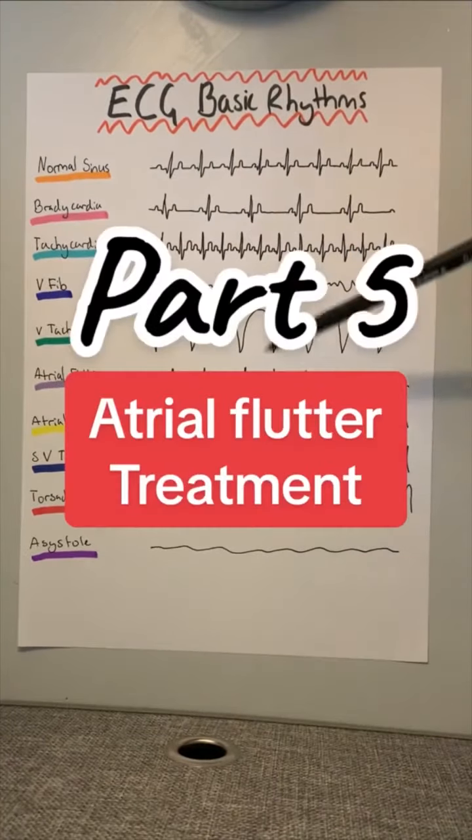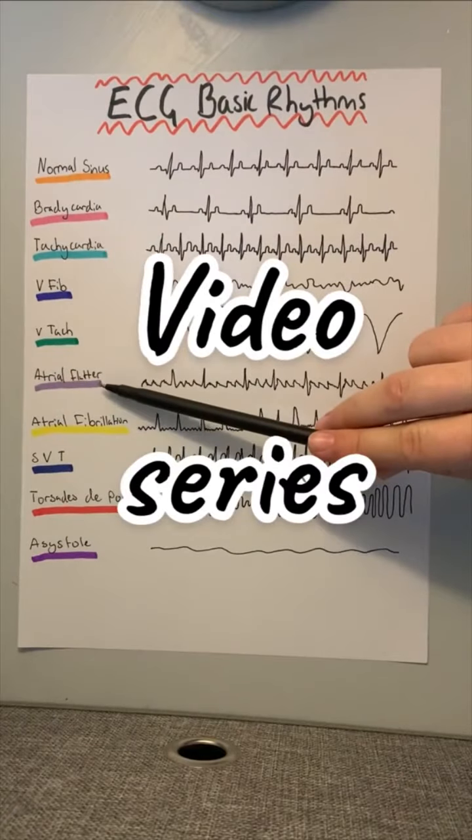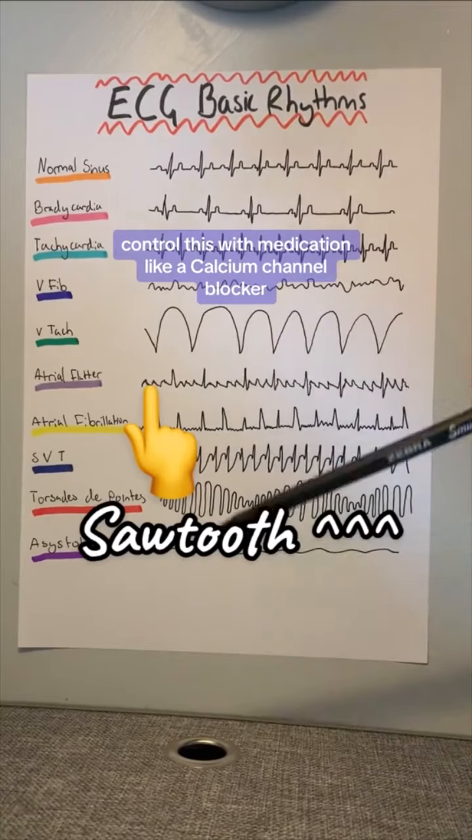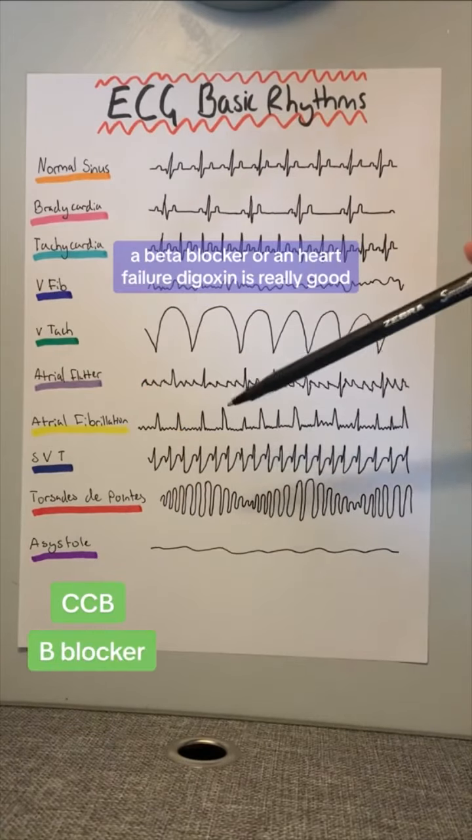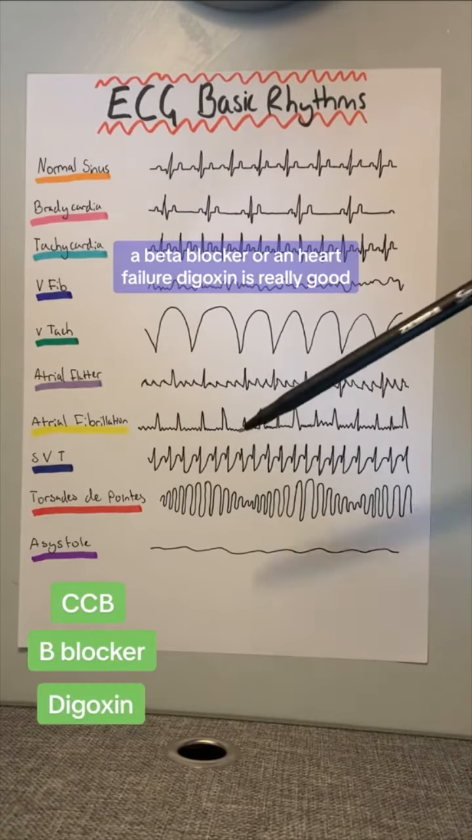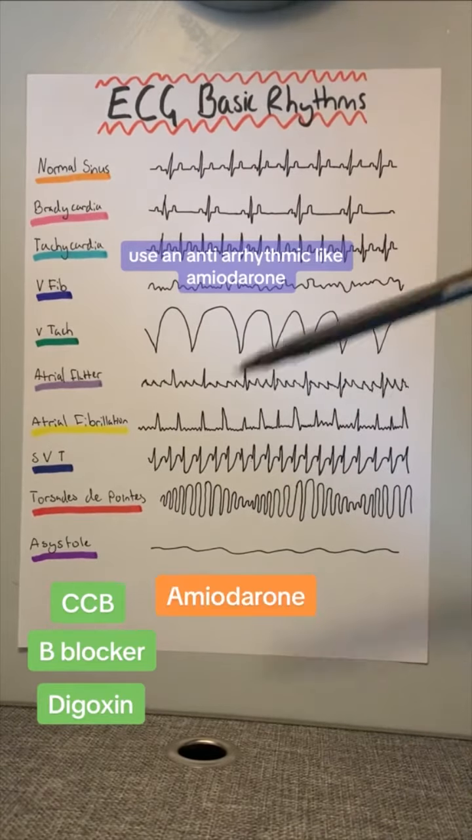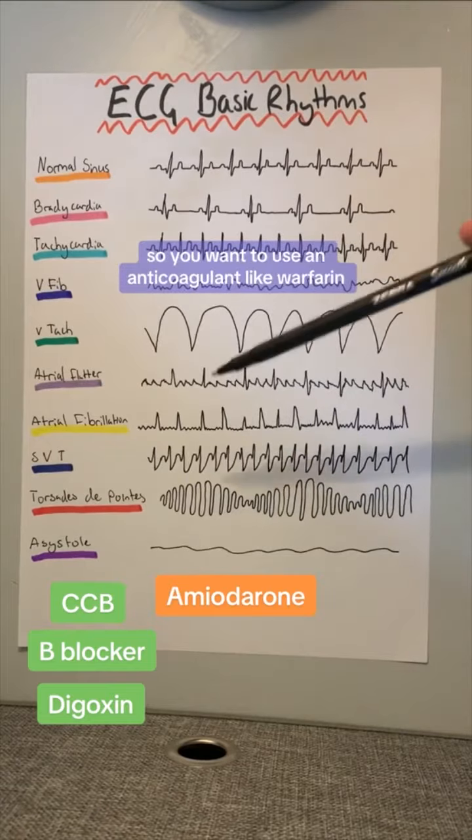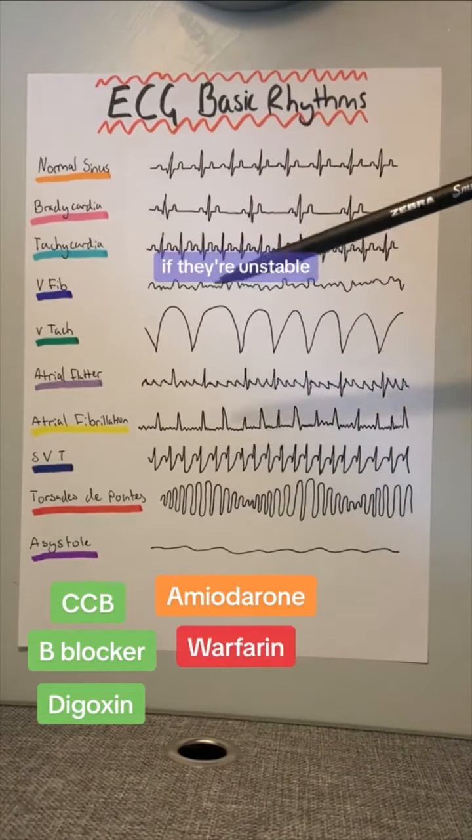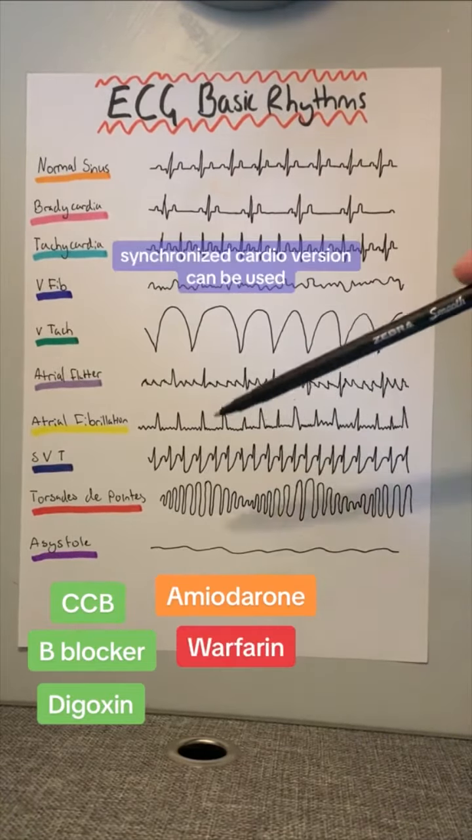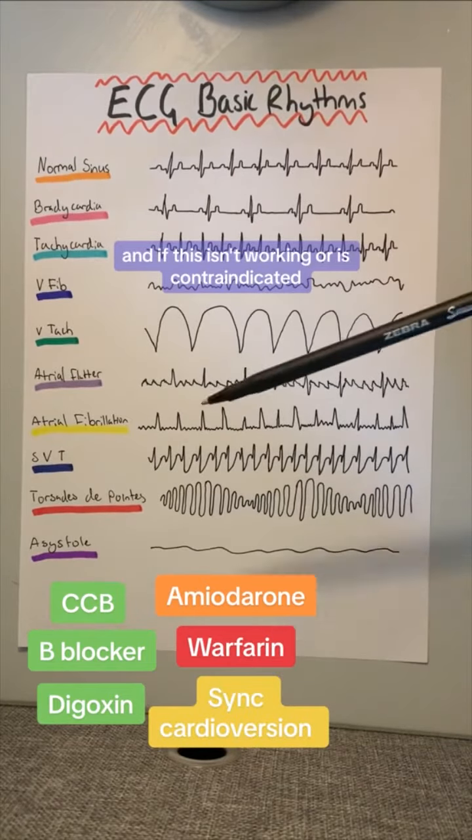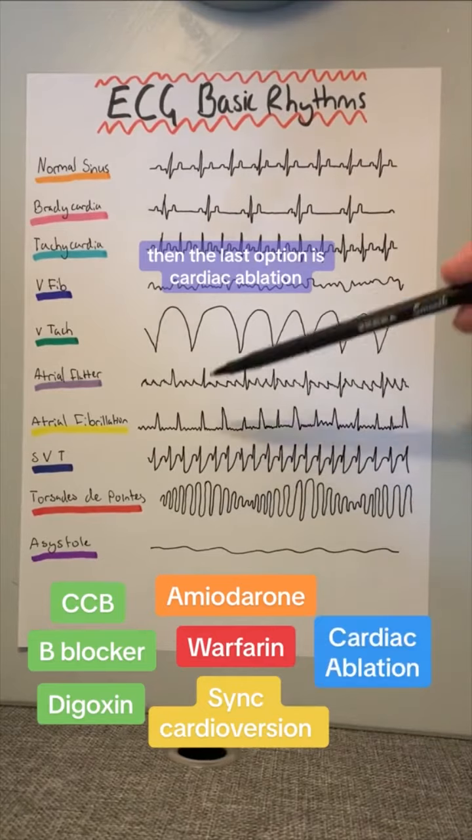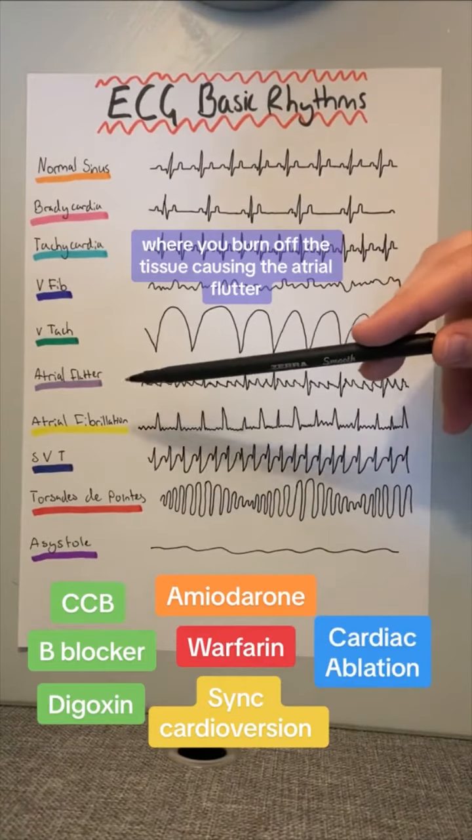There's some ECG basic rhythms. Do you know the treatment for atrial flutter? You can control this with medication like a calcium channel blocker, a beta blocker, or in heart failure, digoxin is really good. Use an antiarrhythmic like amiodarone. And with this, blood can pool in the atria, so you want to use an anticoagulant like warfarin. If they're unstable, synchronized cardioversion can be used. And if this isn't working or is contraindicated, then the last option is cardiac ablation, where you burn off the tissue causing the atrial flutter.